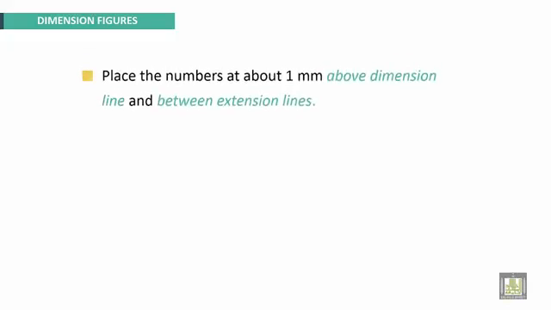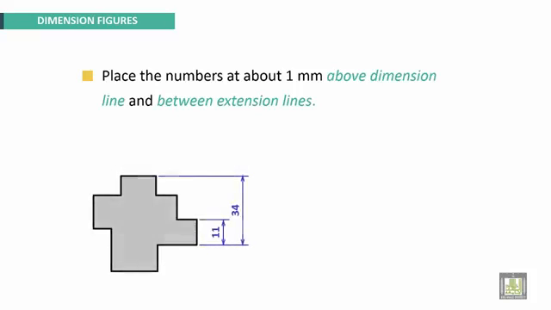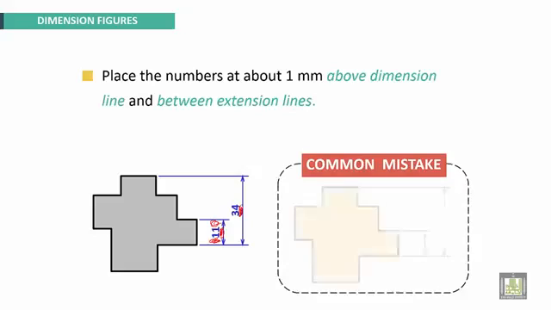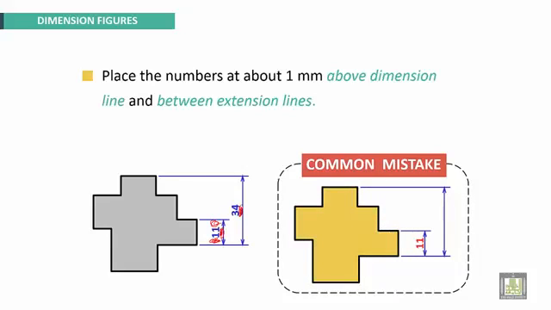Okay. Dimension figures. Place the numbers about 1 millimeter above the dimension line and between the extension lines. One example here: we have about 1 millimeter here from the dimension line, and we have a space of at least 1 millimeter here from the extension line. Some common mistakes. Here, for example, there is no space. Here too, there is no space. Also, this one should be centered. This is wrong. Okay.